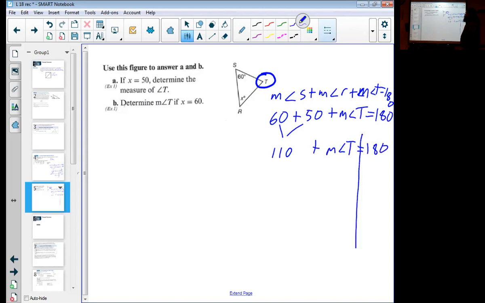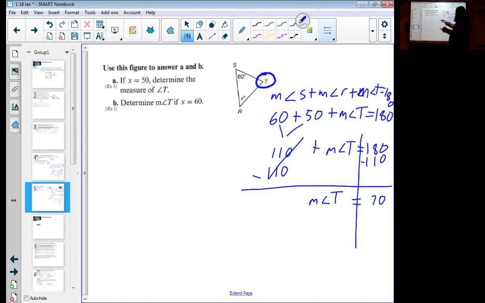Now, once again, we want to solve this. So we are adding 110, and to get rid of an add 110, we subtract 110. And whatever we do to one side of our equality, we have to do to the other side. So we're using the subtraction property of equality, which says we can subtract 110 from this side. That cancels out. Both with the measure of angle T is equal to 0 minus 0 is 0, 8 minus 1 is 7, and 1 minus 1 is 0. So that means that if x is equal to 50, then the measure of angle T is equal to 70 degrees.